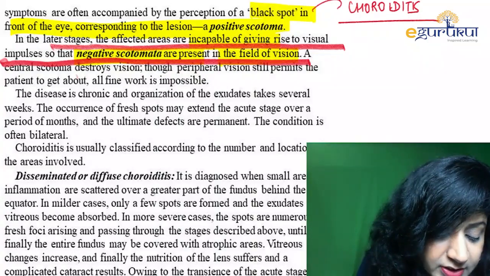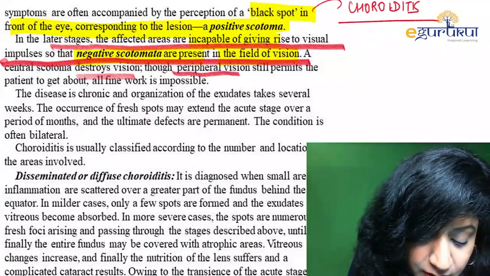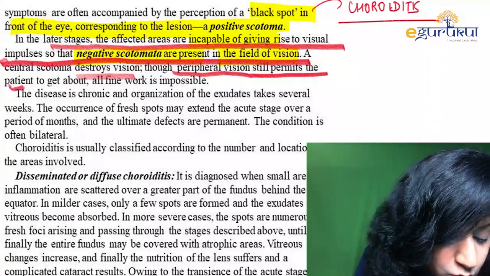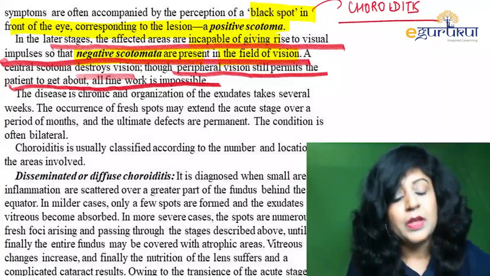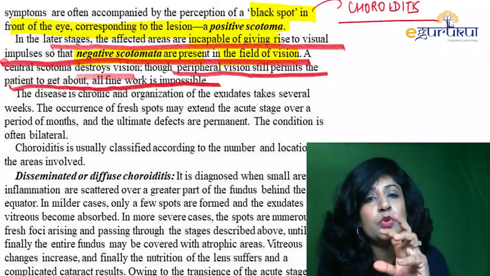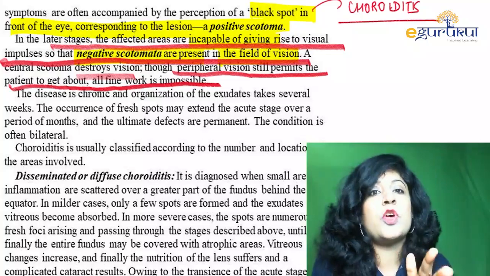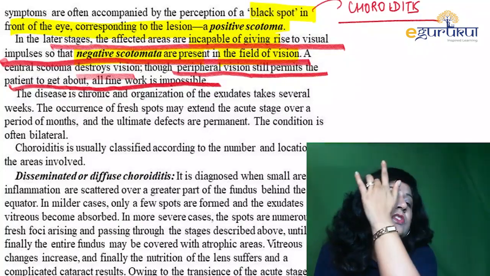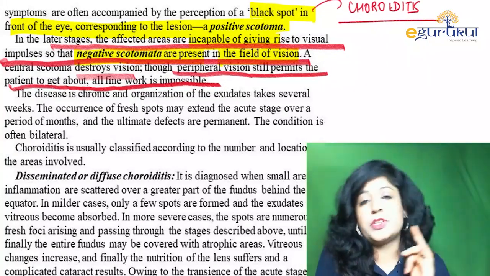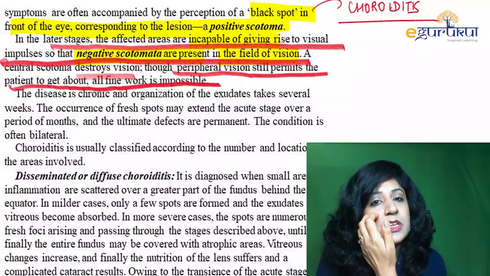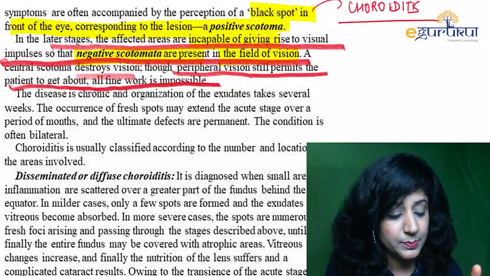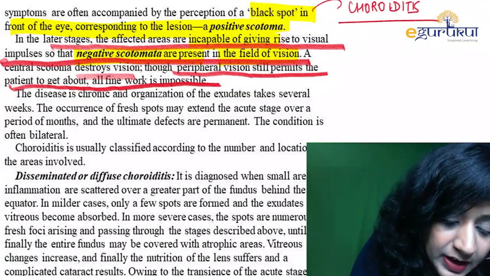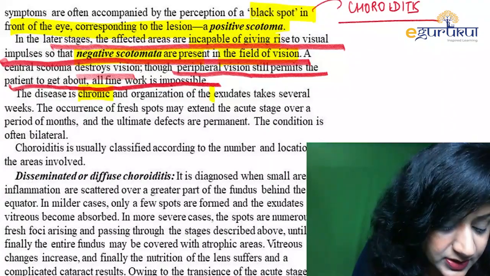Central scotoma destroys the vision, and though peripheral vision still permits the patient to get about, all fine work is impossible. So what is happening due to all these changes? Central vision is almost gone in these kinds of patients where we have distortion of the vision and the positive scotoma. Peripheral vision is there, but yes, fine work could not be done by this patient. The disease is chronic, and organization of the exudates takes several weeks.